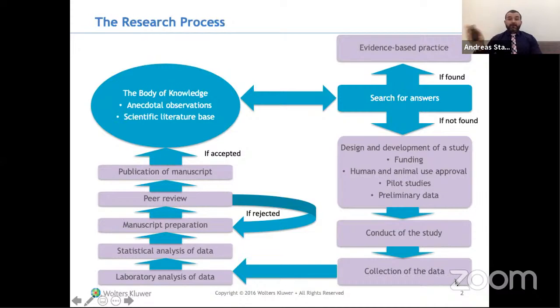If you get rejected, you go back to the manuscript preparation. Anyway, at some point, hopefully, it's a long process, as you can see, it gets accepted, and then you publish your manuscript. It gets published, and it becomes part of the body of knowledge. That's the cool part about research. You leave something behind. You add something to science forever.